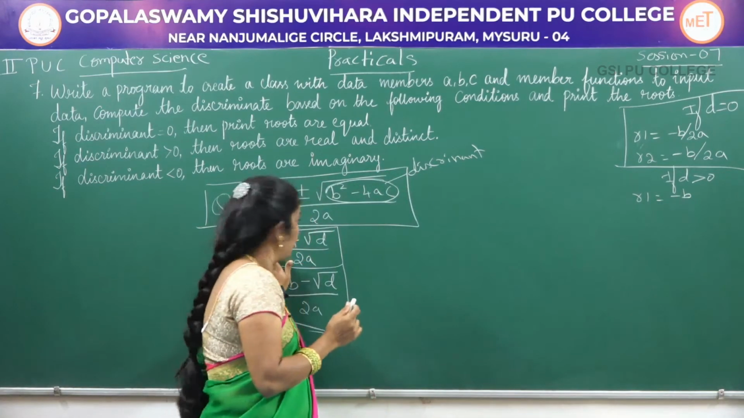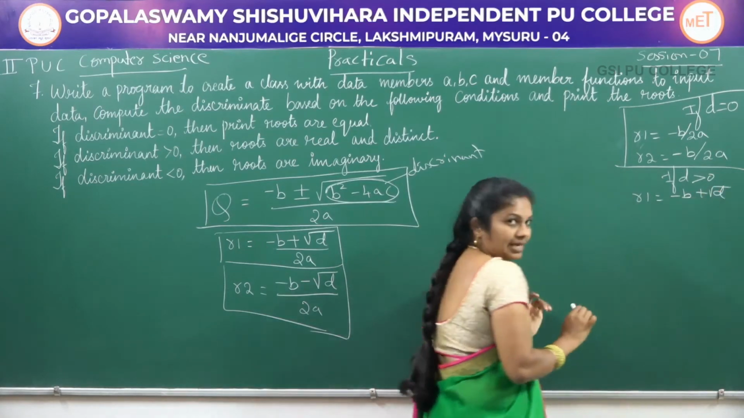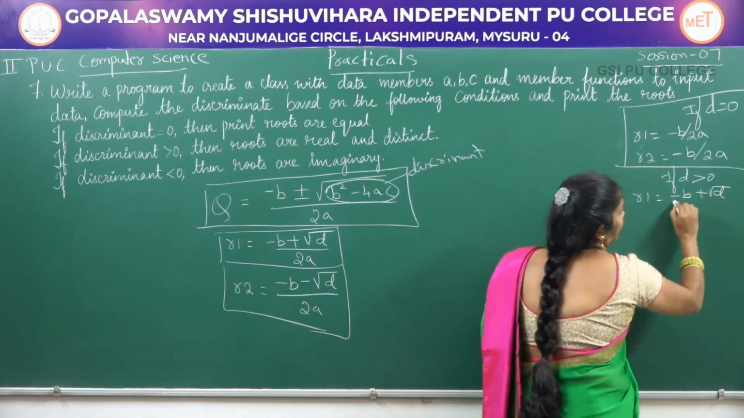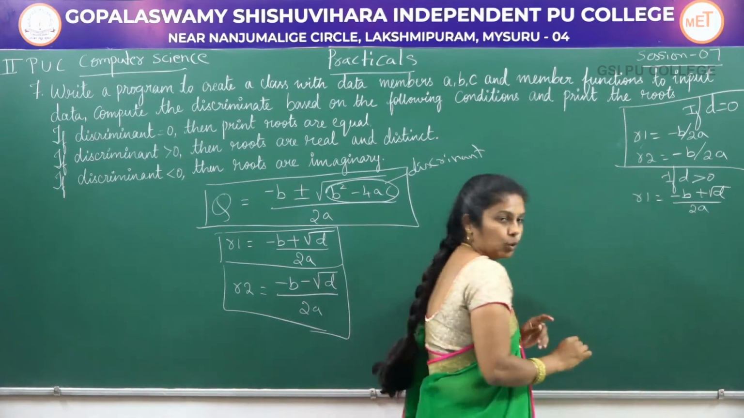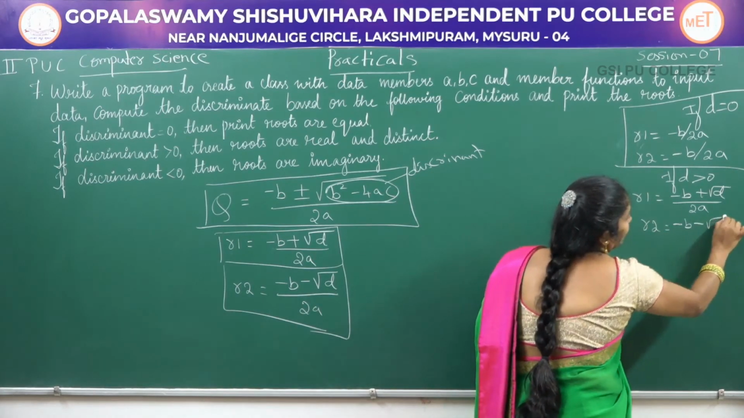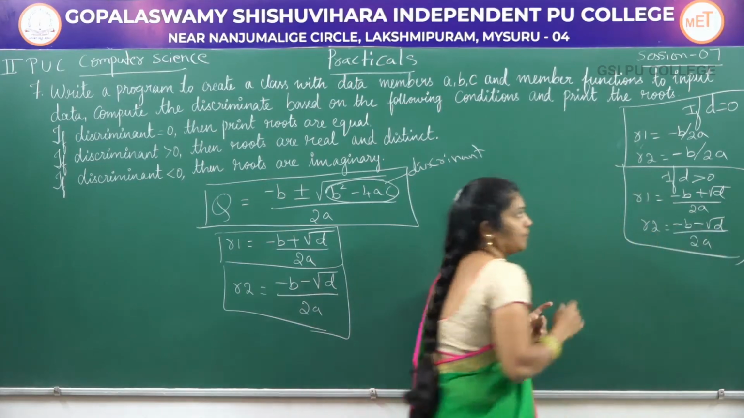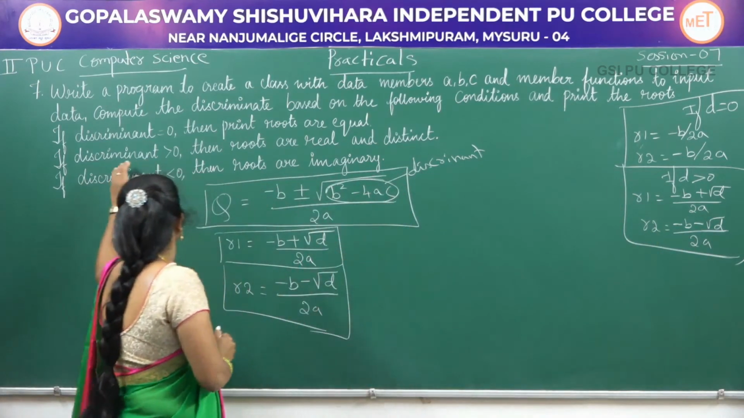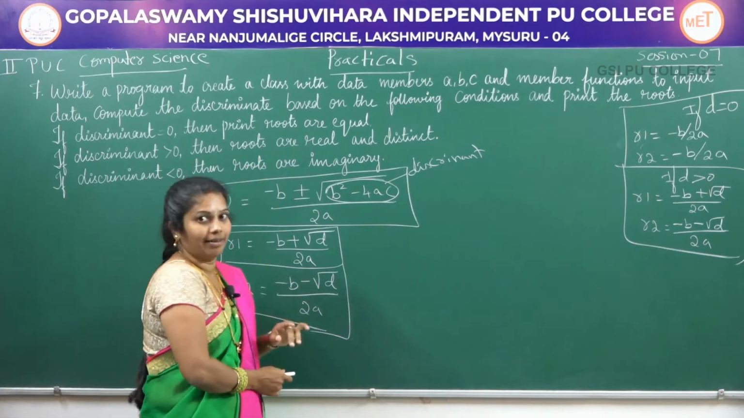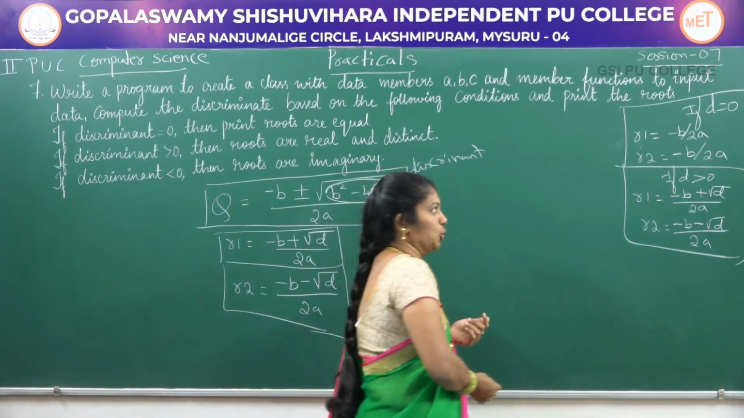R1 represents minus b plus square root of discriminant, since here we have a positive value, that is why square root of D, divided by 2a. This is root 1 and R2 represents minus b minus square root of D, whole thing divided by 2a. Now is it clear? This is regarding the second condition. If the discriminant is greater than 0, then roots are real. Both root 1 as well as root 2 are real.